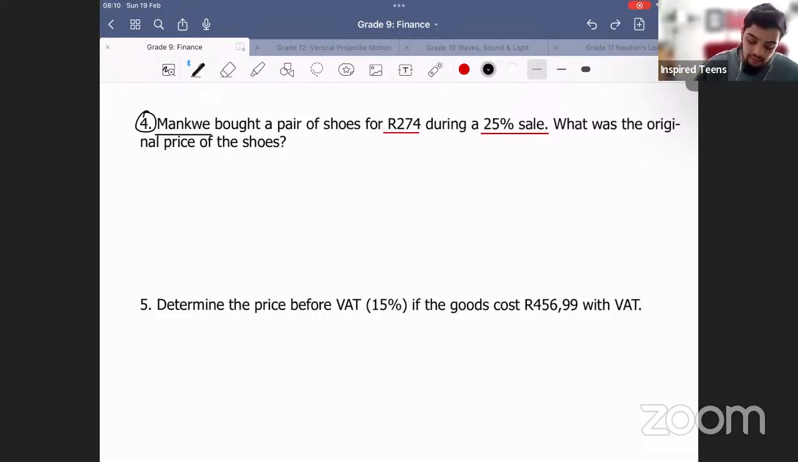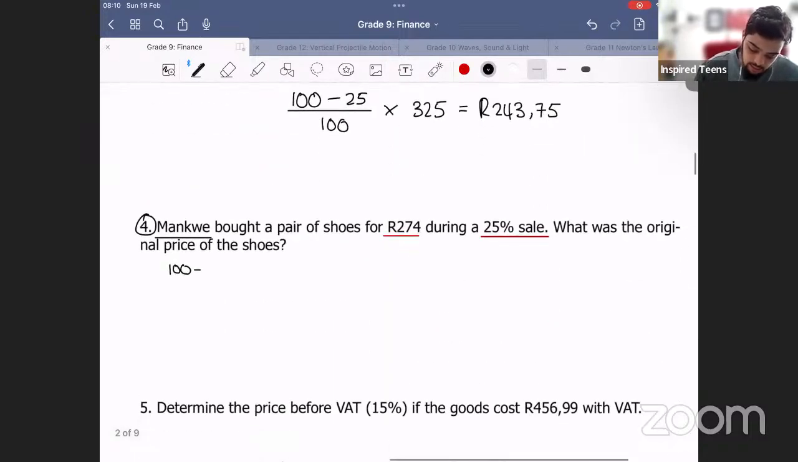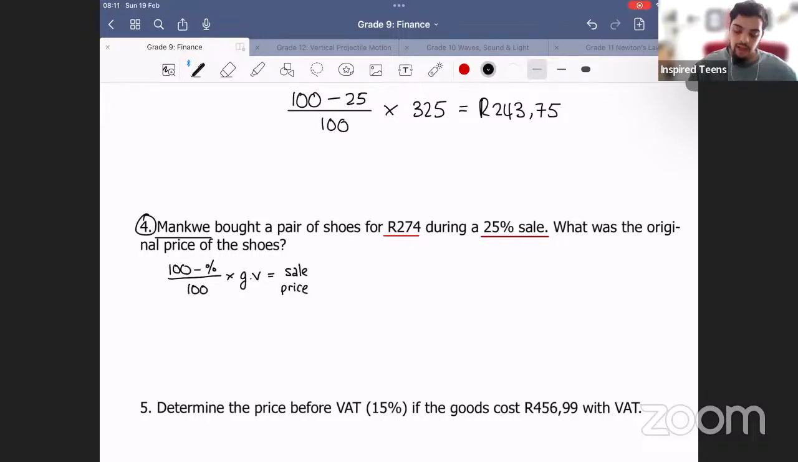So we can utilize the same formula: 100 minus percent, because it's a sale, divided by 100, multiplied by the given value, is equal to, I'm going to call this, the sale price. We utilize the same formula, but now we need to substitute what we know and then work with our unknown. So firstly, I know the sale price is 274. The given value is actually what they want me to calculate. I don't know the value of what this shoe cost before the discount.